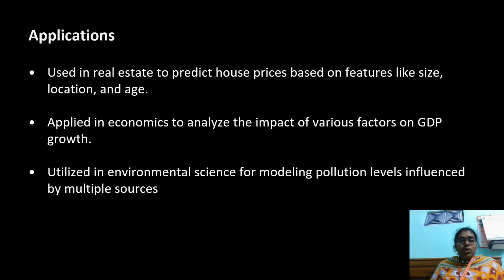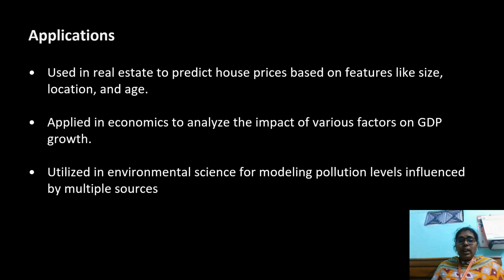So applications are used in real estate to predict house prices based on features like size, location, and age, and applied in economics to analyze the impact of various factors on GDP growth. Utilized in environmental science for modeling pollution levels influenced by multiple sources. So there are two common types of regression, simple and multiple. They help solve real-world ML applications.